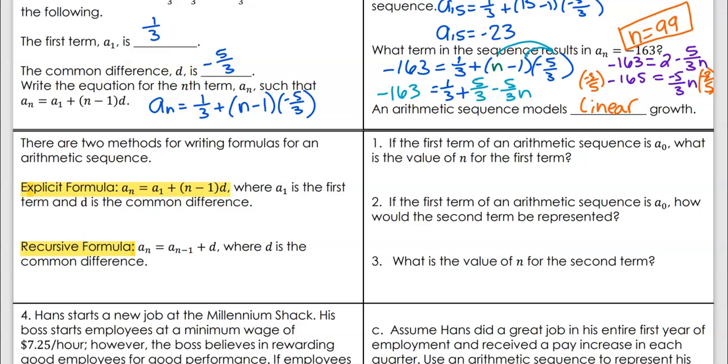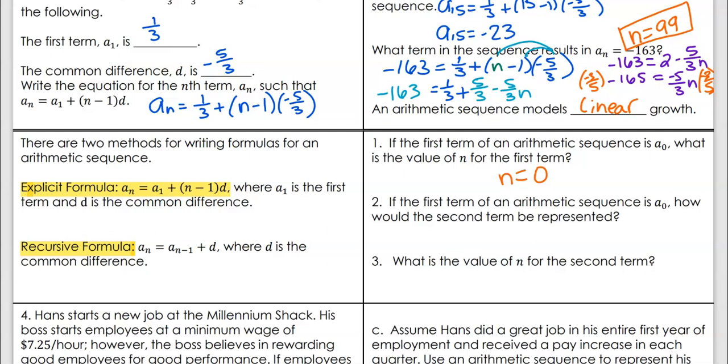All right, if the first term of an arithmetic sequence is a sub 0, which happens a lot in real-world context, it shows that something hasn't happened yet. That's my starting value. What is the value of n for the first term? N equals 0. Nothing's happened yet. You haven't added a difference or subtracted a difference. Nothing has occurred.